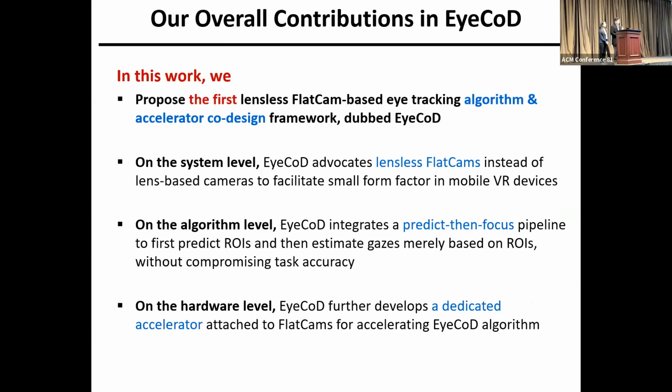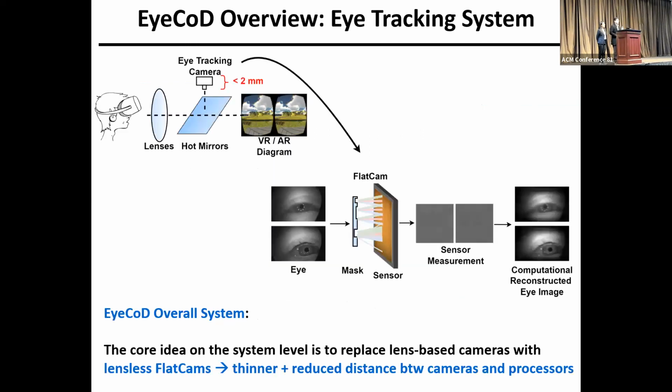So to tackle such challenges in this work, we propose the first lensless FlatCam-based eye tracking system that features algorithm and accelerator co-design called EyeCoD and makes 3 contributions. On the system level, EyeCoD advocates lensless FlatCams instead of lens-based cameras to facilitate the small form factor. And on the algorithm level, EyeCoD integrates a predict-then-focus pipeline to first predict the region of interest and then predict the gaze estimation based on it. On the hardware level, EyeCoD further develops a dedicated accelerator that can be directly attached to FlatCam sensors to accelerate the EyeCoD algorithm. So here, this slide is the overview of the proposed ecosystem.